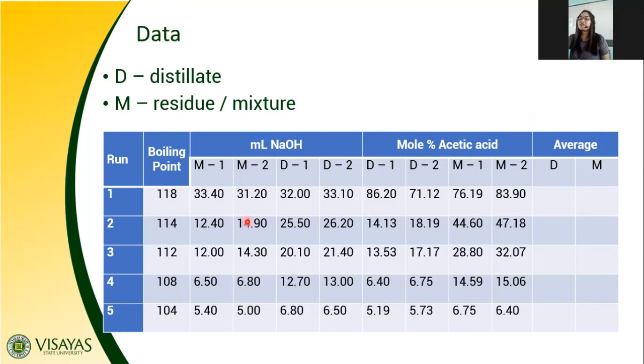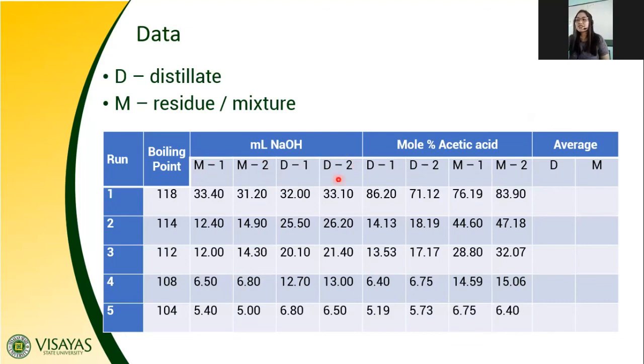After we had this distillation set up, we collected the distillate and then the residue, which is from the mixture itself. You can see the codes here. M1 represents the residue, the sample mixture, and D is for the distillate, the distillate collected during the distillation process. M1 and M2, so we have two trials, and D1 and D2 also.